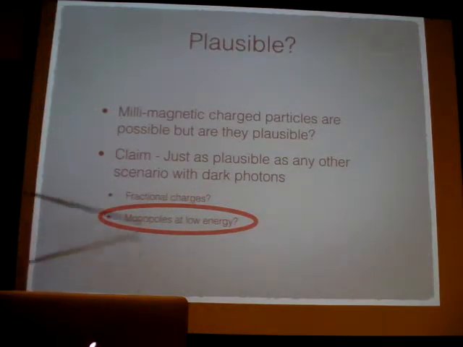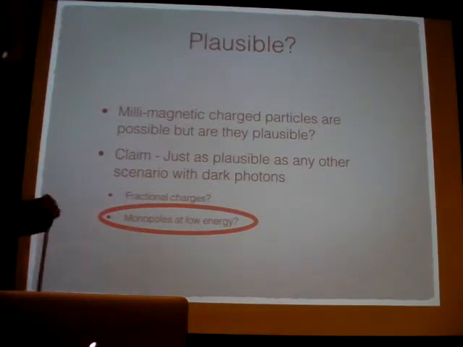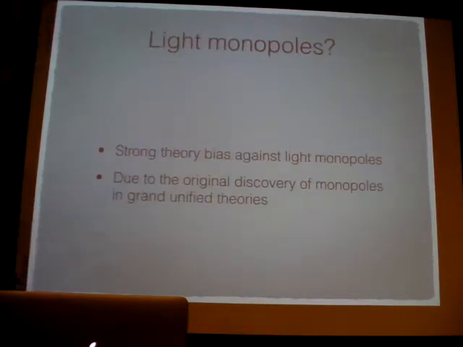Okay, so next is the idea of monopoles at low energy, right? I've been treating these guys as monopoles, and there's really a strong theory bias that monopoles should not be present at low energies. And the reason for this is really just a theory bias in some sense, right? Because Polyakov monopoles were first discovered in GUT theories where they were very heavy. But because this guy is a monopole in a different sector, its GUT scale, its unification scale, could really be at any value you want. And so it's perfectly okay to have its monopoles be very light.